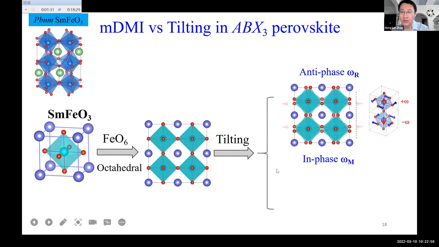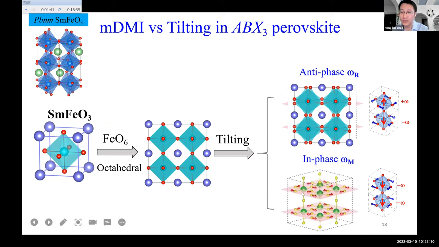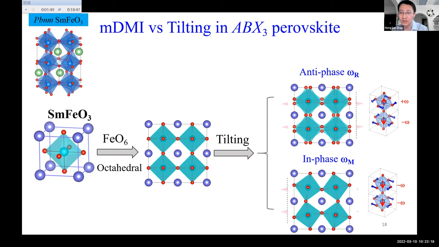Another type of rotation is the in-phase rotation. Basically, the top layer rotates clockwise, while the bottom layer rotates clockwise as well. Then the atomic structure is given like this. If you look from the top to the bottom, you have the in-phase rotation. So it happens in such a way.